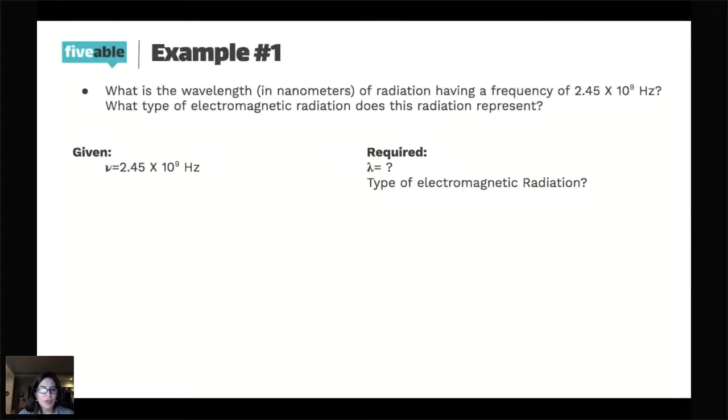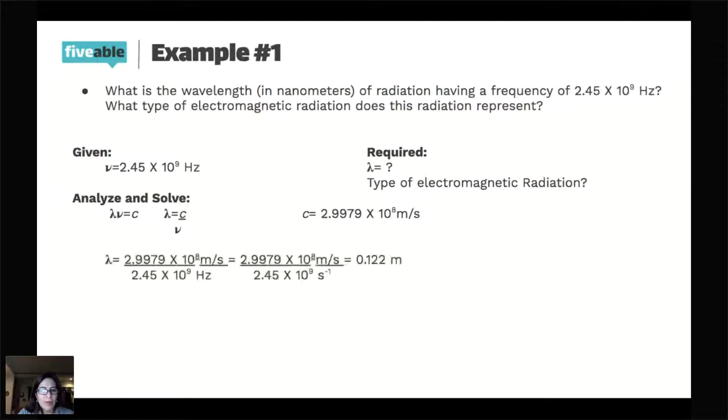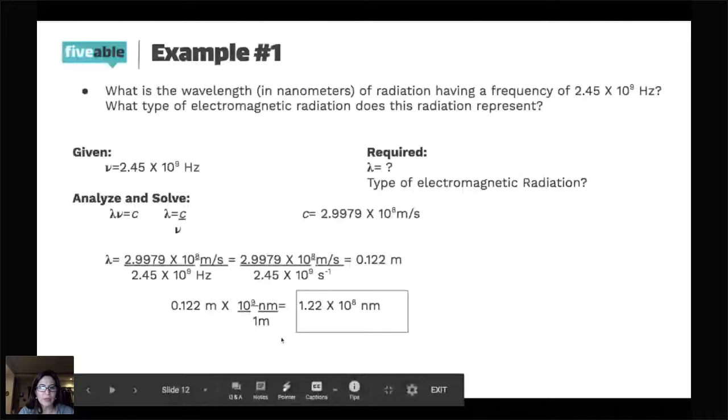So we're going to use the formula. We're going to substitute. We're going to do the math in our calculator and we're going to get 0.122 meters. But since they ask us for nanometers, we have to change this to nanometers. Remember that 1 meter is equivalent to 10 to the power of 9 nanometers. So by using this fraction, we can turn meters to nanometers. Any questions up to here?